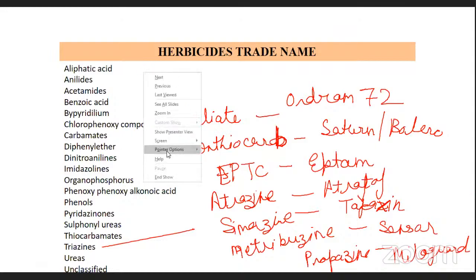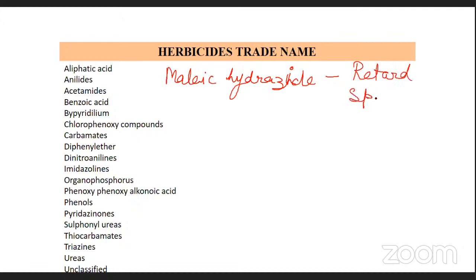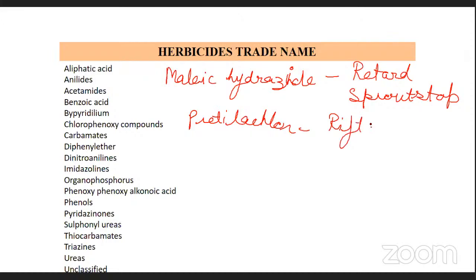Then in unclassified, we are having maleic hydrazide, and the trade name is Retard or Sprout Stop, and the second one is pretilachlor, and the trade name of this is Rifit. So these are the most important ones and their trade names.